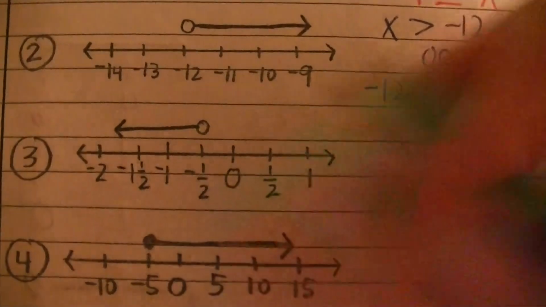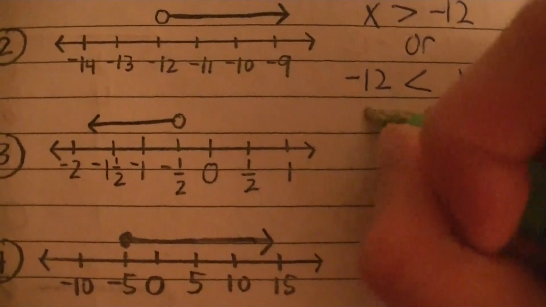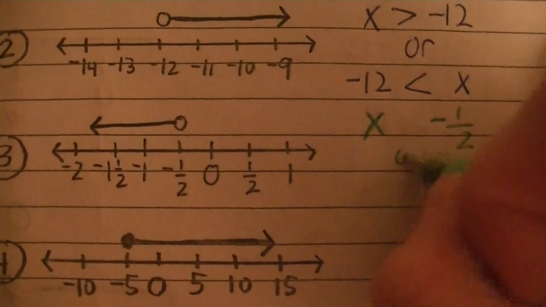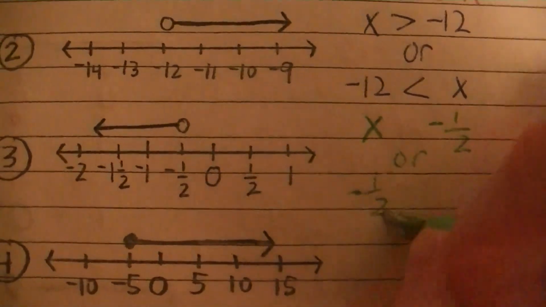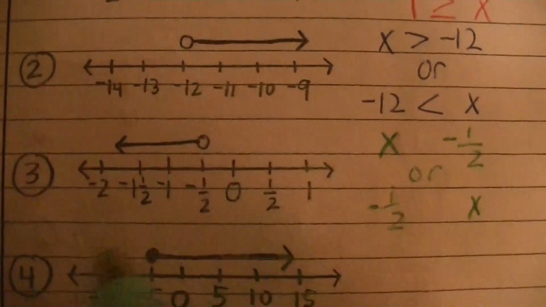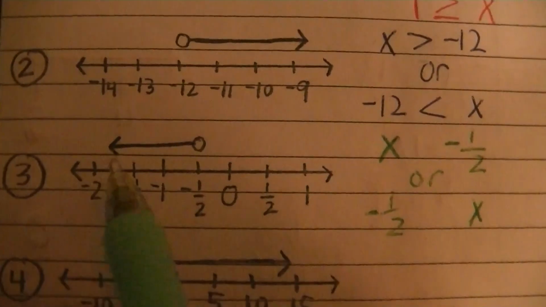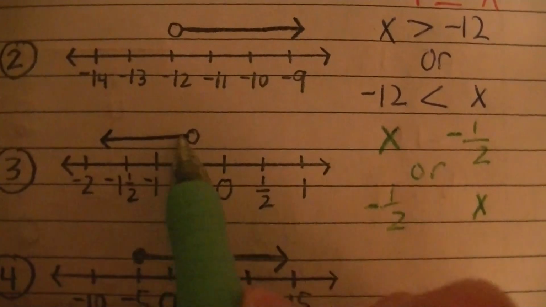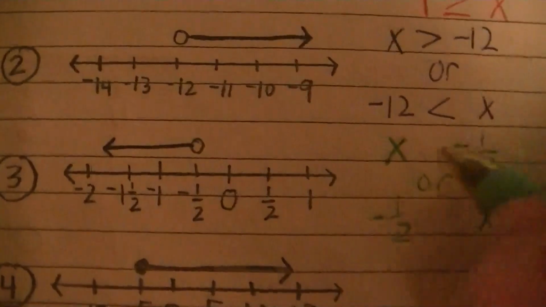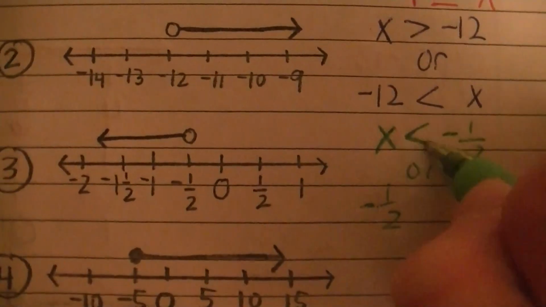Next problem, I'll do it in green. The numbers we see are -1/2 and x, or you could write it as x and -1/2. Okay, here's what we do. What's bigger? What's further to the right? Remember, numbers further to the right are bigger. What's bigger, x or -1/2? Oh, -1/2 is bigger because it's further to the right. It's going to open up that way because it wants to eat the bigger number.